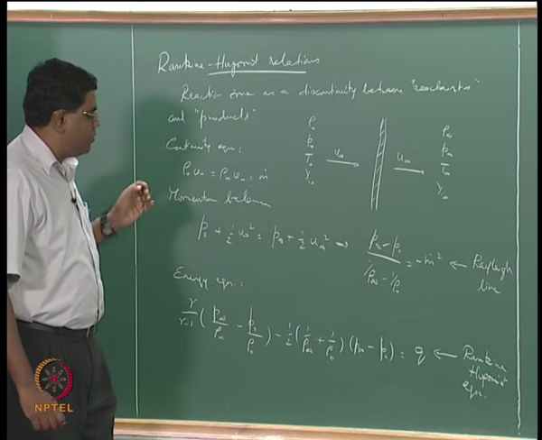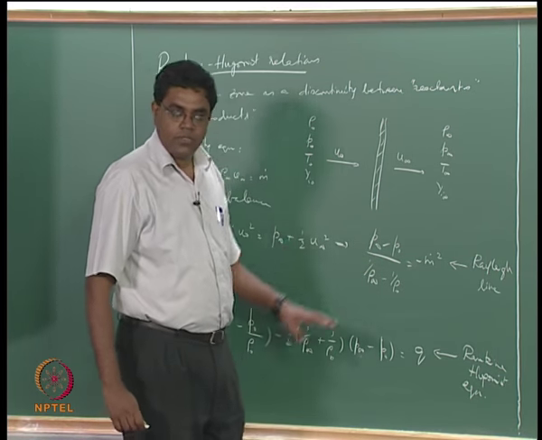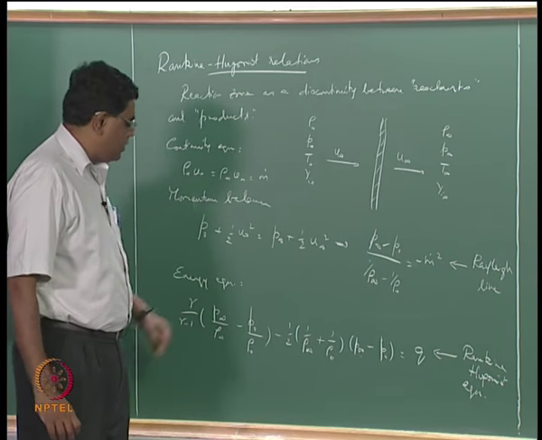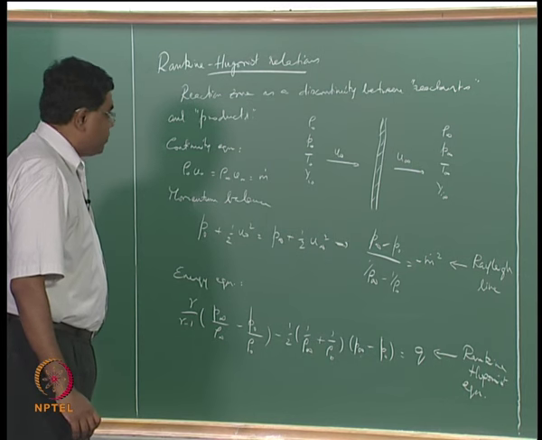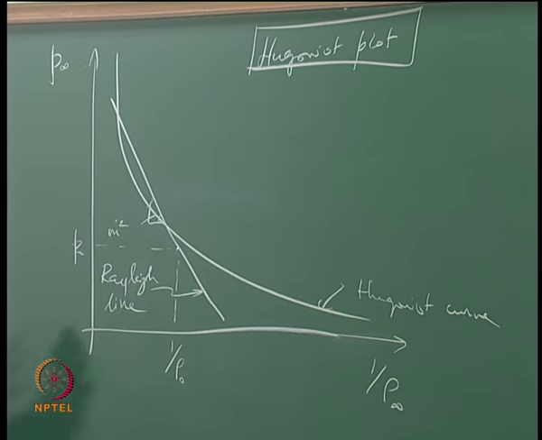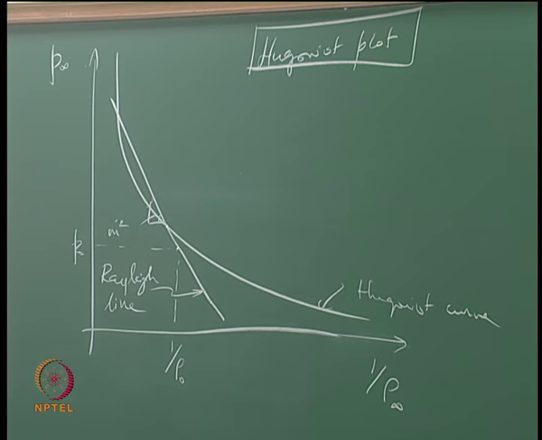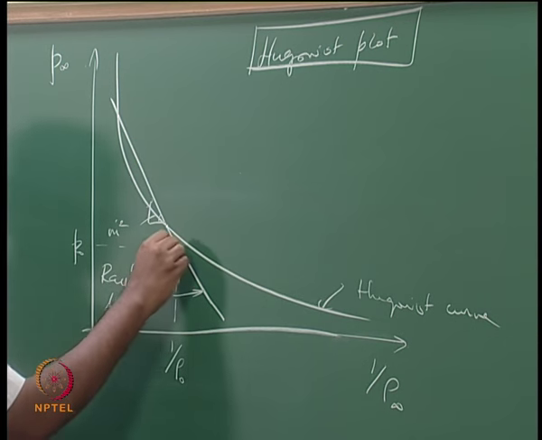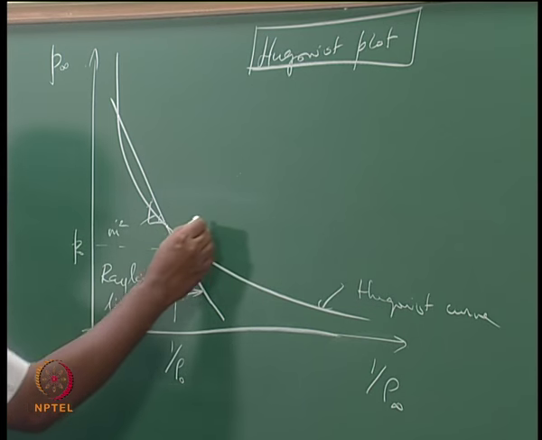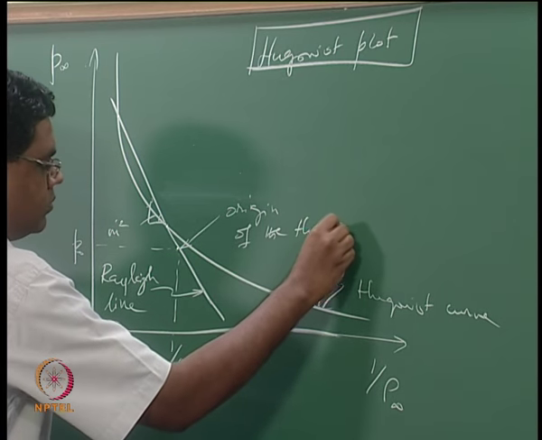So the flow information is actually buried in the Rayleigh line, which is a combination of continuity and momentum together. So that carries the flow information, whereas the thermal energy equation effectively is not carrying any flow information there. And then what we are looking for is an intersection of these two curves, that is the Rayleigh line and the Hugoniot curve. And sure enough, we find that there are a couple of intersection points, which will tell us that if you started out with P naught and 1 over rho naught as the reactant conditions, and this particular point is typically referred to as the origin of the Hugoniot plot.